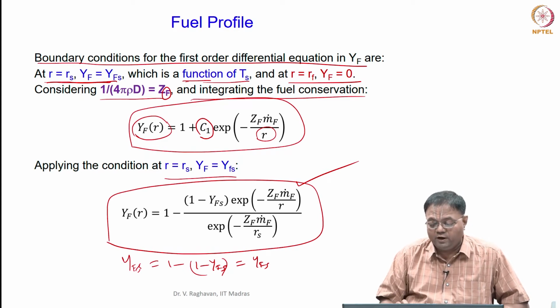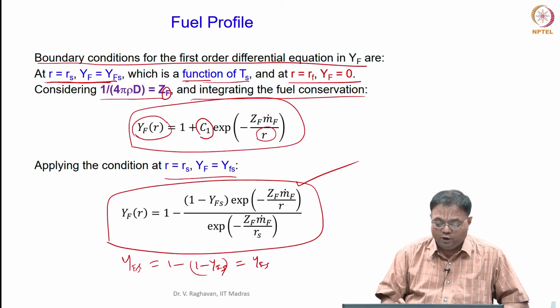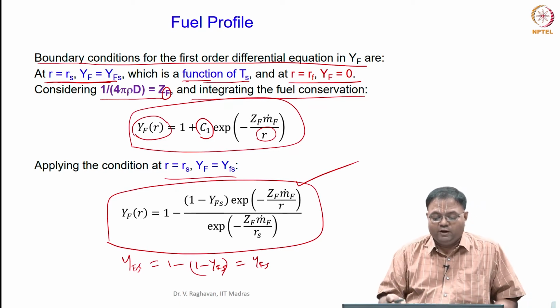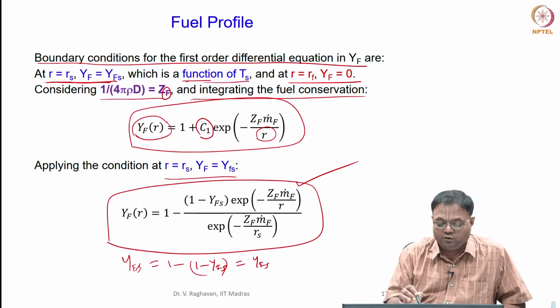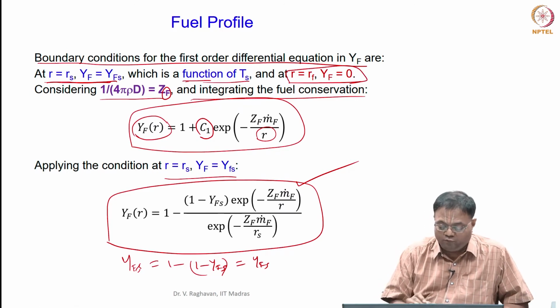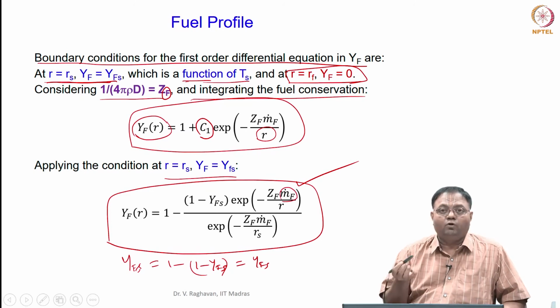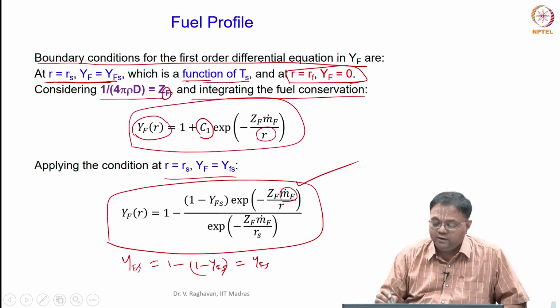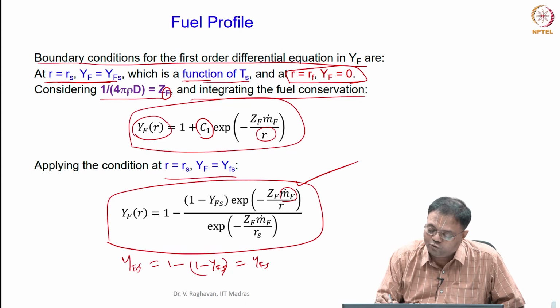When you go to the other condition, where you put R equal to RF, YF should be equal to 0. Now from that, actually I do not need that boundary condition at all to solve this, because there is only one constant. But I can use this boundary condition to solve for MF, which is also unknown. So, based upon these conditions, for example, YFS goes to 0 like this, correct?